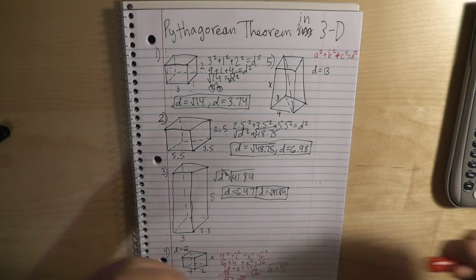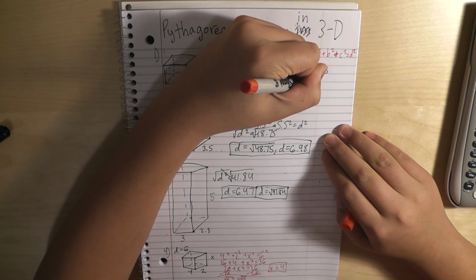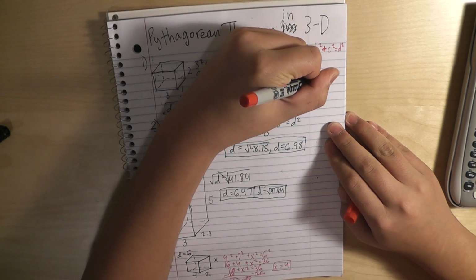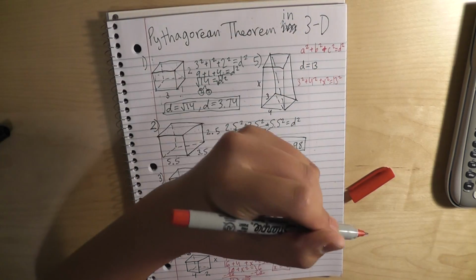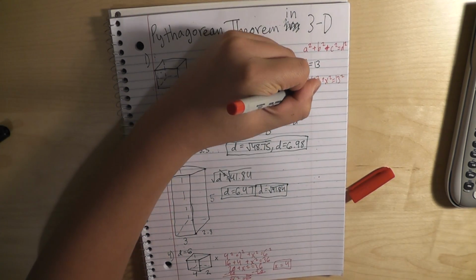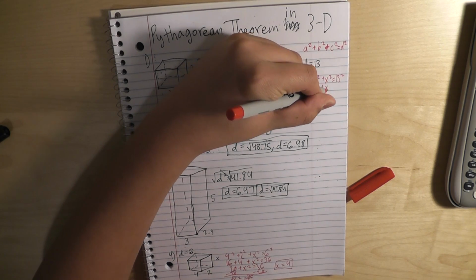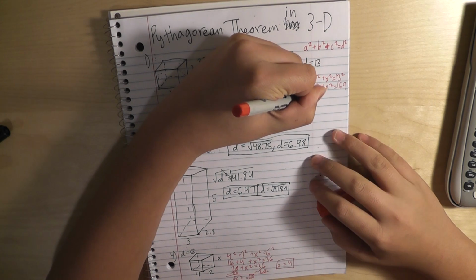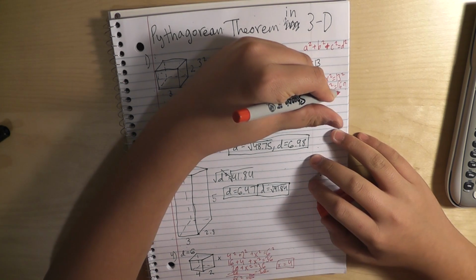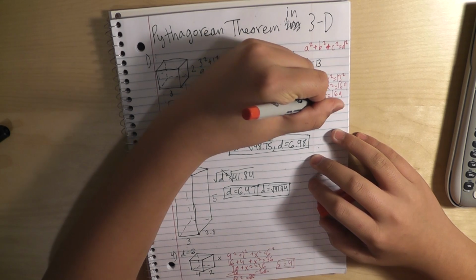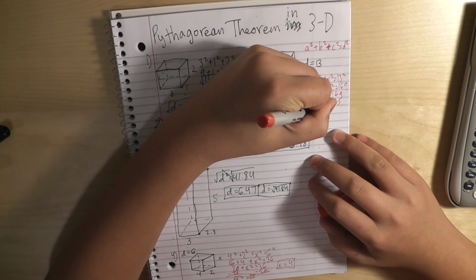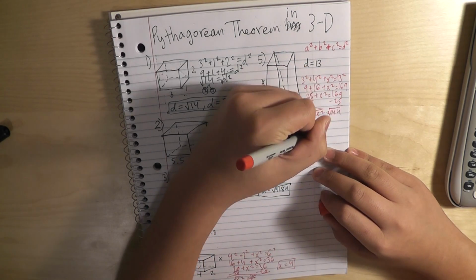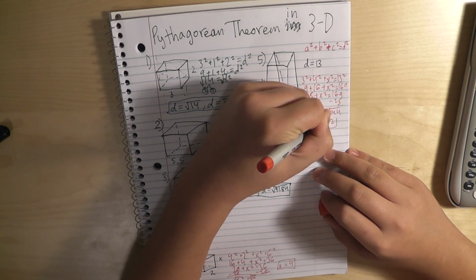And so our equation is going to be 3 squared plus 4 squared plus x squared equals 13 squared. And so 9 plus 16 plus x squared equals 169. So 25 plus x squared equals 169. Subtract 25 on both sides. x squared equals 144. Square root both sides, and that leaves us with x equals 12.